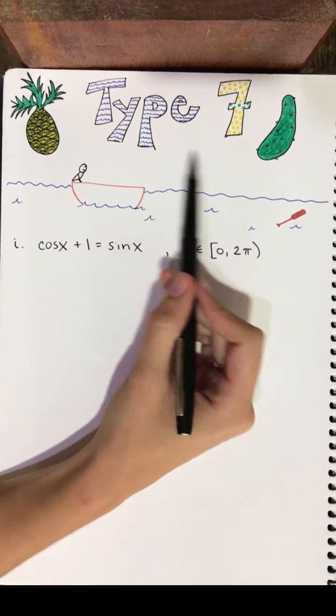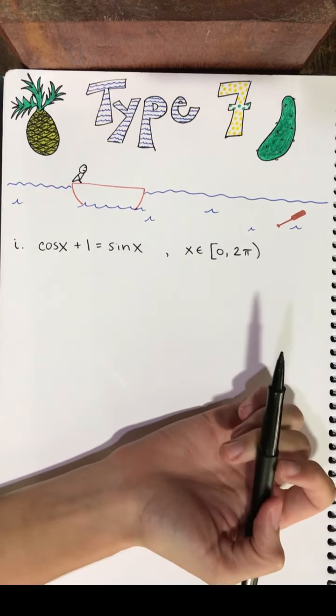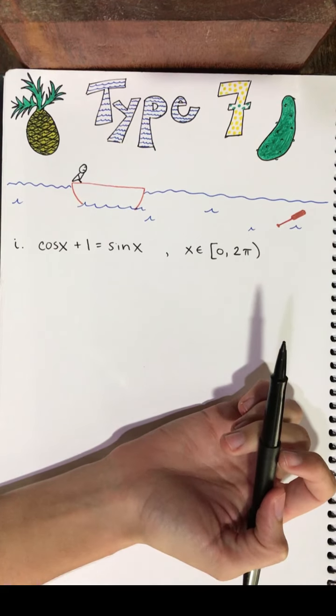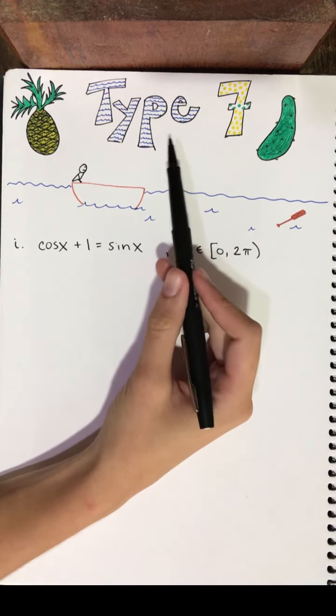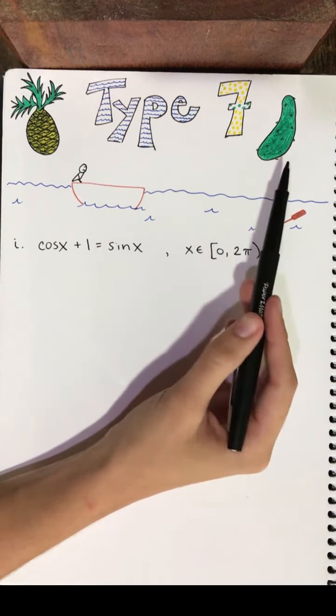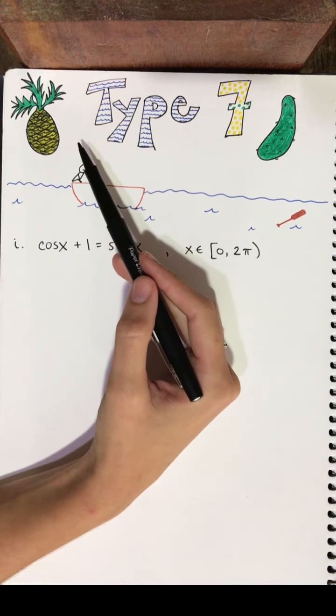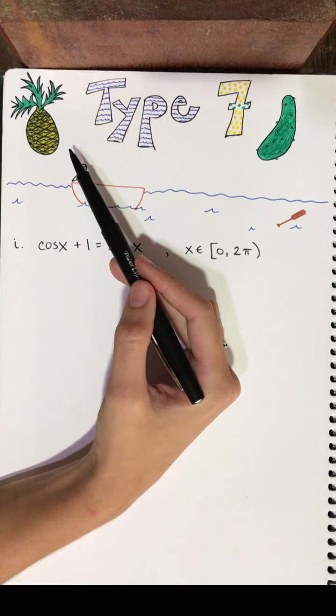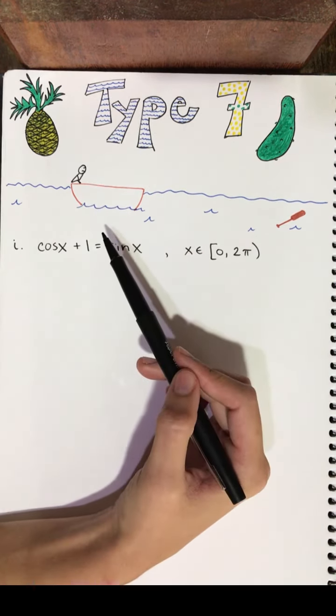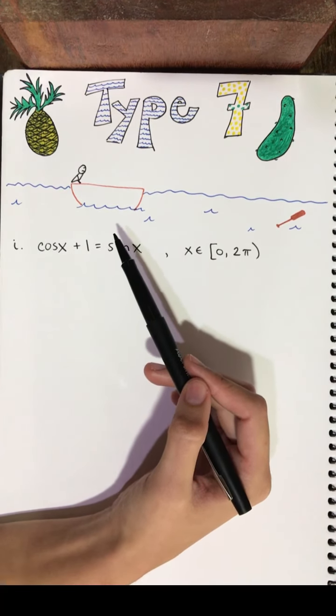Alright, y'all, type 7. And as you can see, my creativity juices are flowing. Type 7 is a tricky one, so I said we got a pickle. But I know in Portuguese, y'all instead say we have a pineapple, so I've included both. Multicultural we are. We can also say that I am up the creek without a paddle.